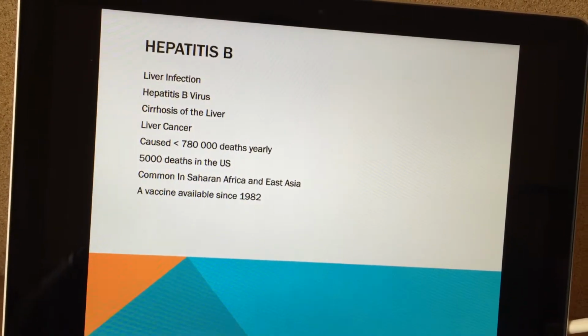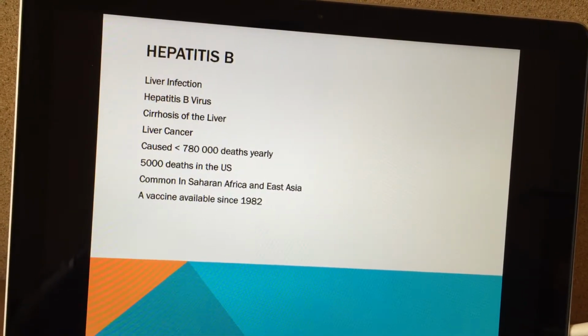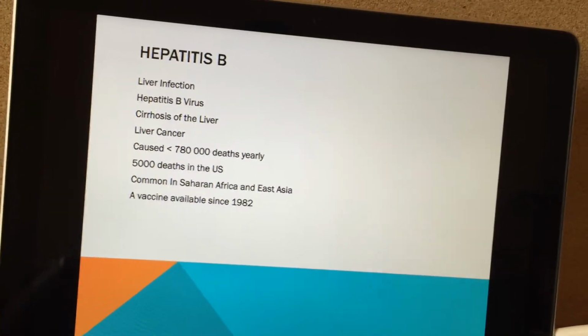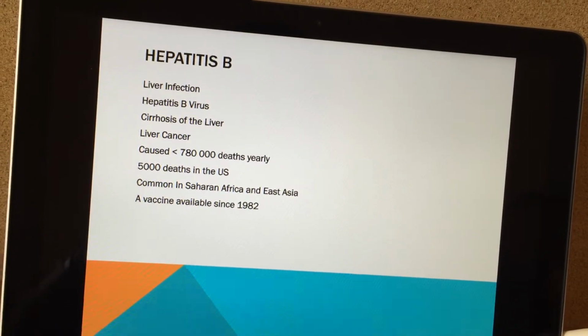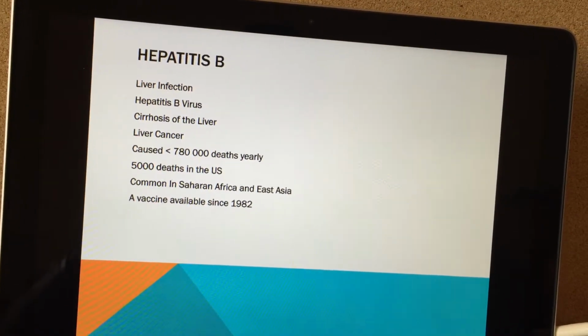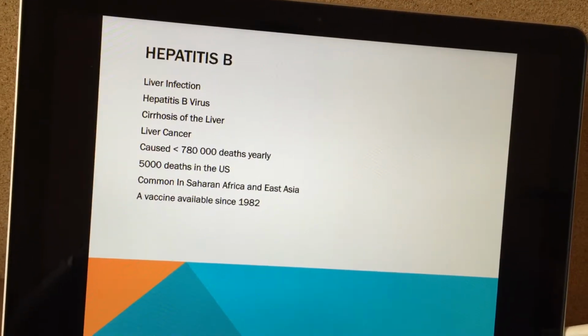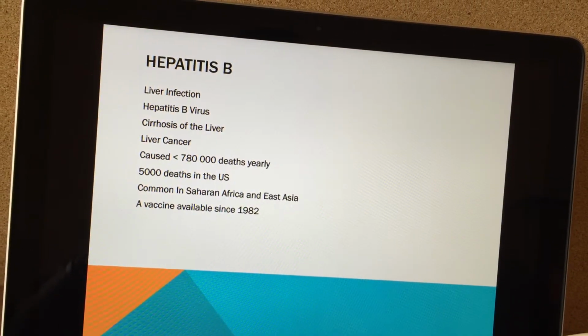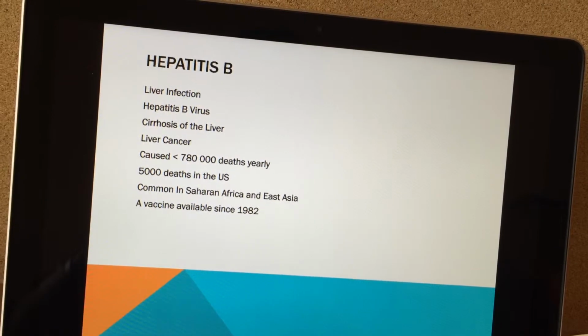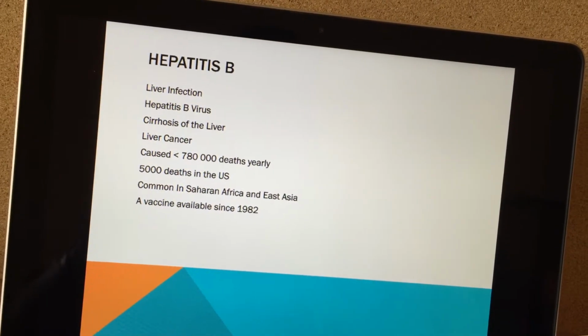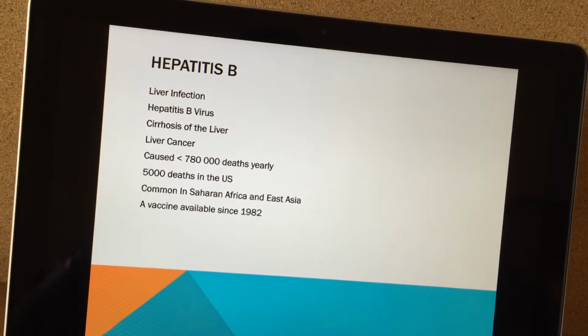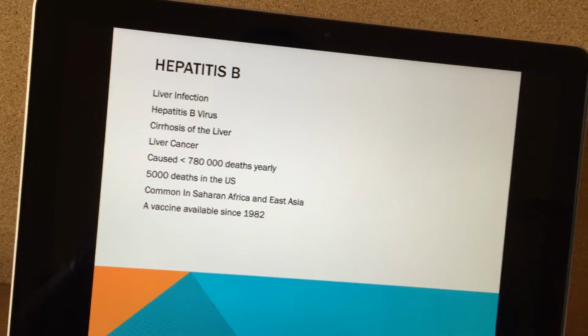Hepatitis B causes approximately 1 million deaths every year worldwide. It causes about 5,000 deaths every year in the US. Although there is a vaccine available for hepatitis B since 1982, hepatitis B is mostly common in Africa and Asia.